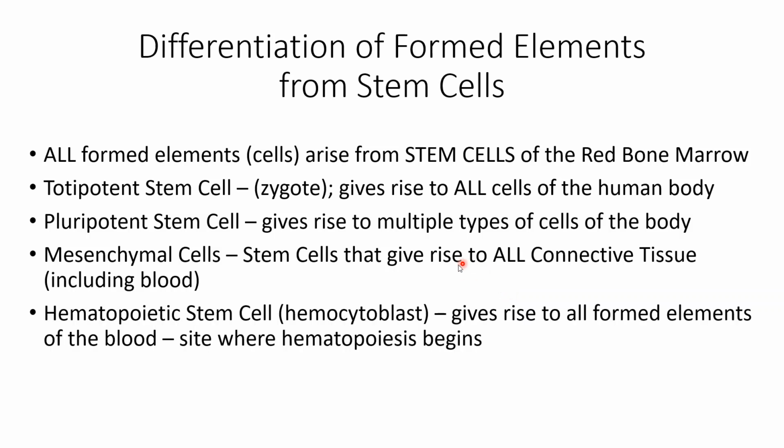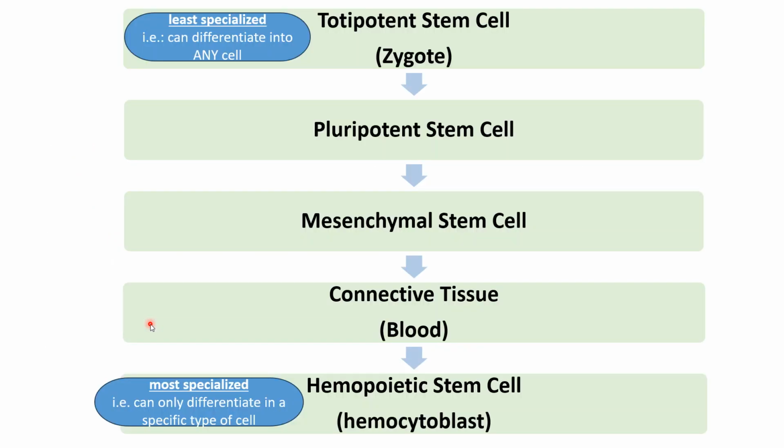Now, mesenchyme cells will differentiate into hematopoietic stem cells, which will specifically only form blood cells. So remember, mesenchyme cells can form any kind of connective tissue, whereas hematopoietic stem cells come from mesenchyme cells and are only going to form those red blood cells, those white blood cells, and those platelets. So this just kind of shows you a little chart here.